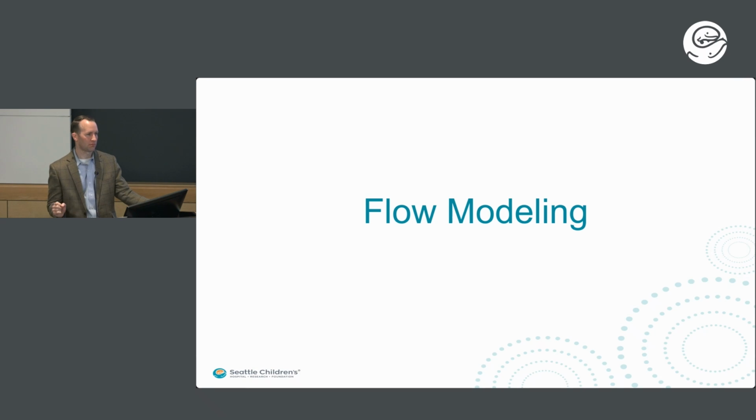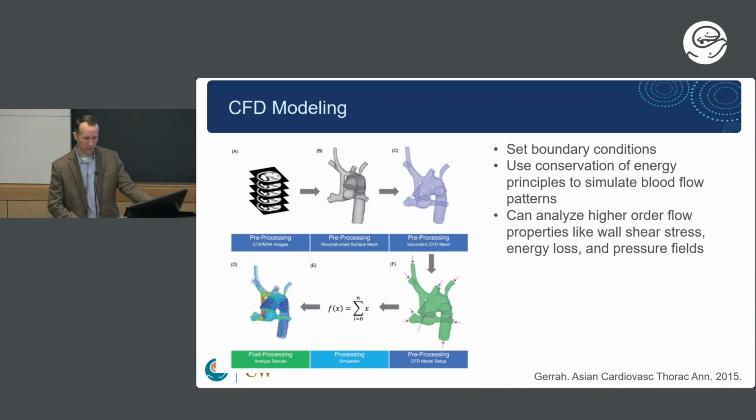Okay, so we talked about anatomy. It's a lot of anatomical stuff, but we've really not talked about any flow, any physiology. So how does that all fit into these anatomic models? One of the things people have tried to do is CFD modeling, computational flow modeling. You take that data set, even if it's a static data set, and you can set boundary conditions and use conservation of energy principles to simulate blood flow patterns. You can speed up the blood flow through it, change properties and dimensions of things, and run a bunch of simulations.